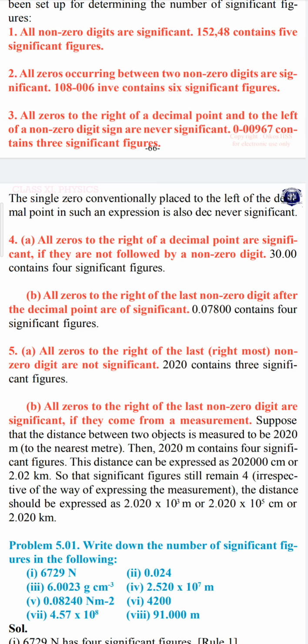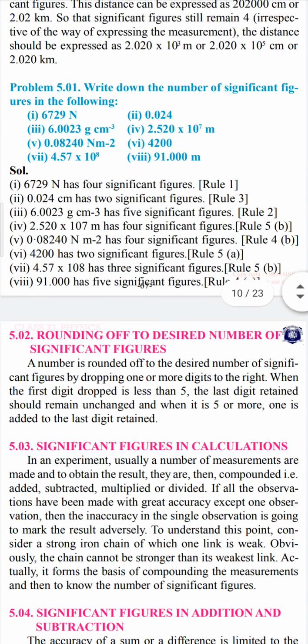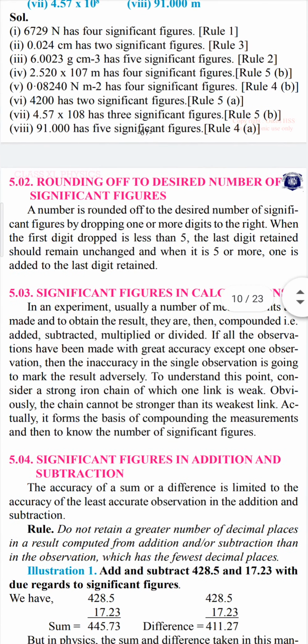Problem 5.01. Solution. 1. 6,729 Newton has 4 significant figures. Rule 1. 2. 0.024 centimeter has 2 significant figures. Rule 3. 3. 6.0023 gram per centimeter cube has 5 significant figures. Rule 2. 4. 2.520 × 10^7 meter has 4 significant figures. Rule 5. B. 5. 0.08240 Newton per meter square has 4 significant figures.